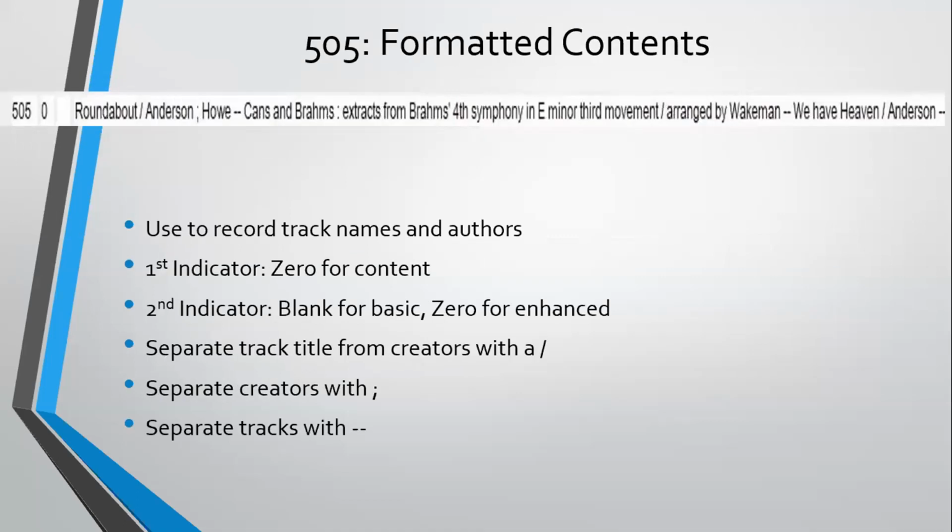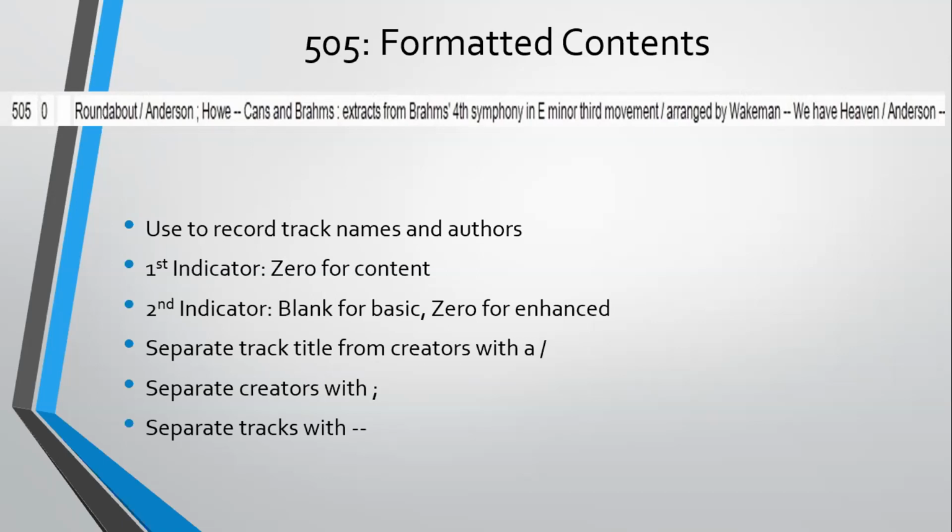Okay. So 505 is your formatted contents note. This is where I talked about you can break down the duration of separate tracks. So if you have maybe different discs or separate tracks, you can include the duration here for each of them. If it's not too burdensome, if you don't have too many to record, as is always the case with a contents note. The first indicator is going to be 0 for saying that you're recording contents, of course.